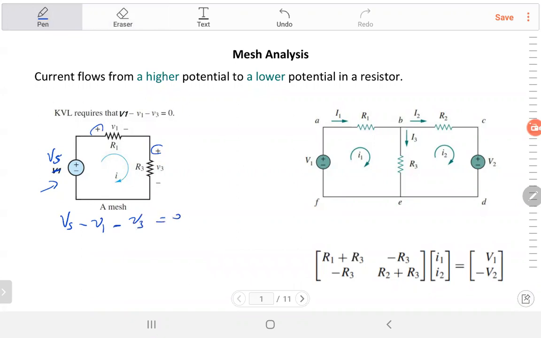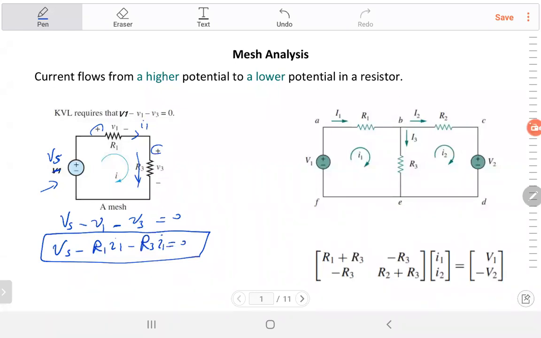Then I continue. I would say VS minus V1 is equal to R1 times I1. Why? Because I1 is in this direction and the current flows from positive to negative voltage. So minus V3 is equal to R3 times I1. The same thing when it moves like that. That's Kirchhoff's voltage law.